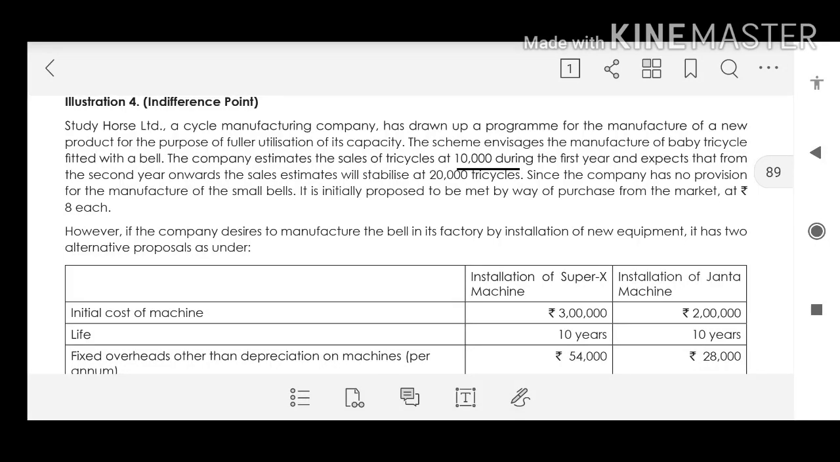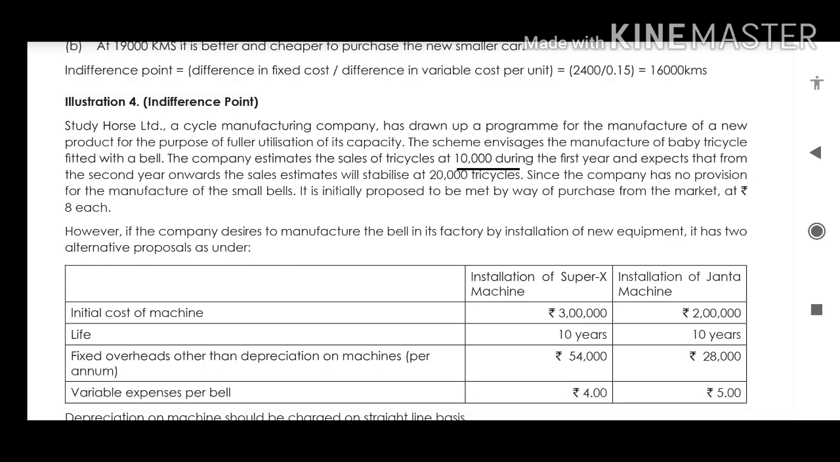Study Horse Limited, a cycle manufacturing company, had a plan to utilize its capacity at its full. For that, it is going to manufacture baby tricycles fitted with a bell. The company estimates that sales of tricycles will be 10,000 in the first year, and in the second year it will stabilize at 20,000 tricycles. And it has a plan to purchase the bells from the market at rupees 8 each.